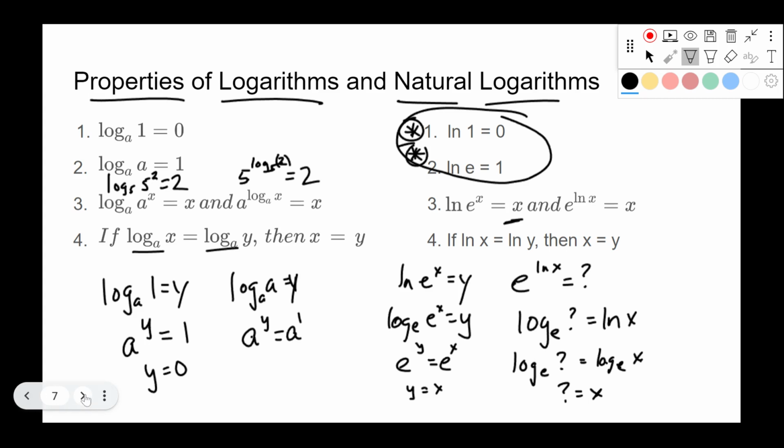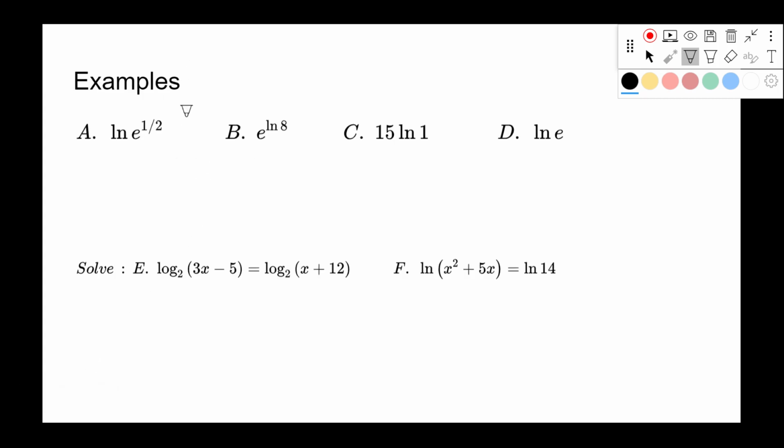Let me show you what we can do with these. In example A, I'll show you two ways to do this, and then you do whatever way makes you happy, whatever's easier for you, whatever makes more sense. The natural log of e to the 1/2. Let's say I don't know what that is. I'm going to call it y. You can use the property that says natural log of e to the x will equal x. So the natural log of e to the 1/2 power must be 1/2.